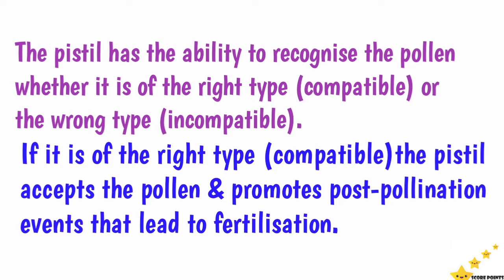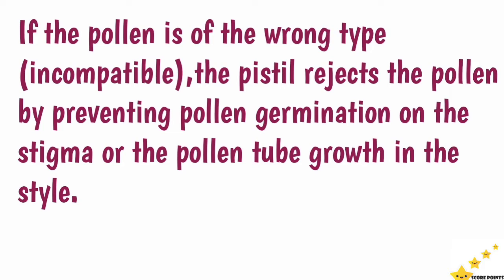The pistil has the ability to recognize whether the pollen is of the right type, compatible, or the wrong type, incompatible. If it is of the right type, the pistil will accept the pollen and promote the growth of the pollen tube and lead to fertilization. If the pollen is of the wrong type, the pistil rejects the pollen by preventing pollen germination on the stigma or pollen tube growth in the style.